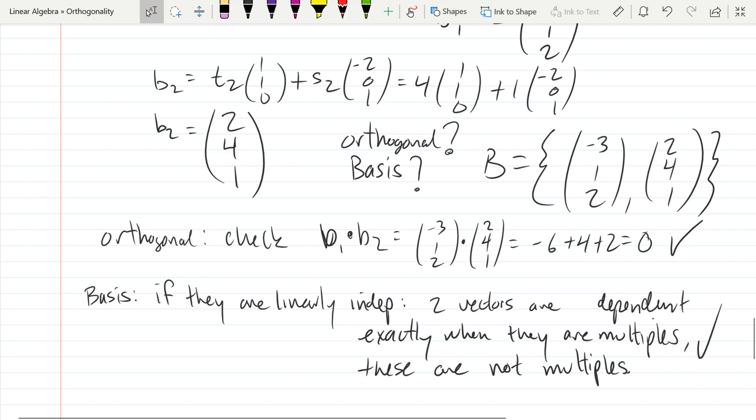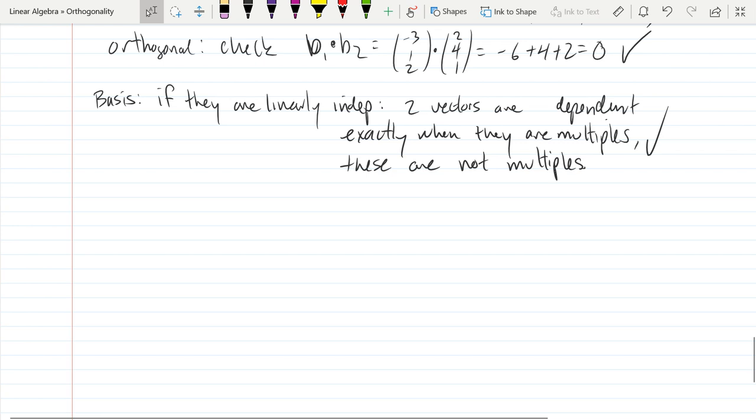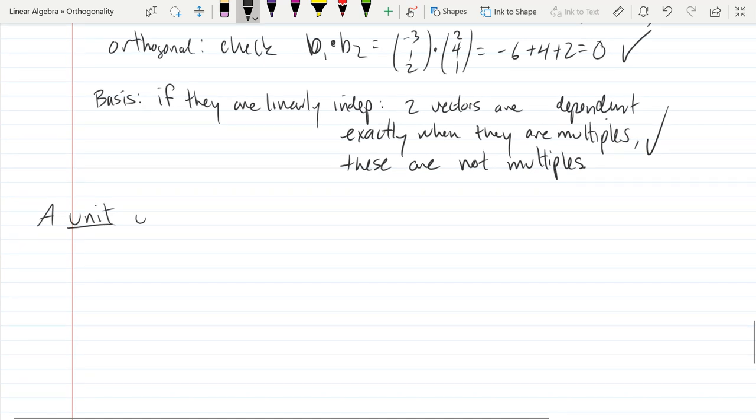So next we're going to look at the actual algorithm for doing this, and it's called Gram-Schmidt orthogonalization. So we're going to also use orthonormal. So a normal vector is a unit vector. At least I think it is. So a unit vector has magnitude 1.